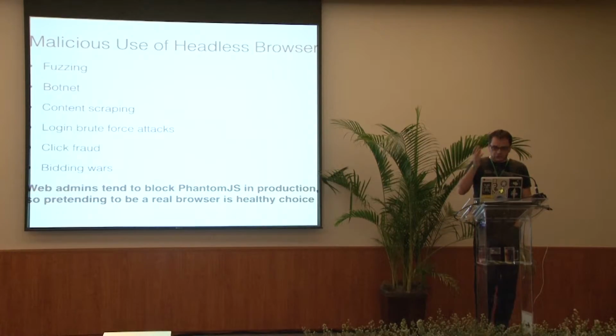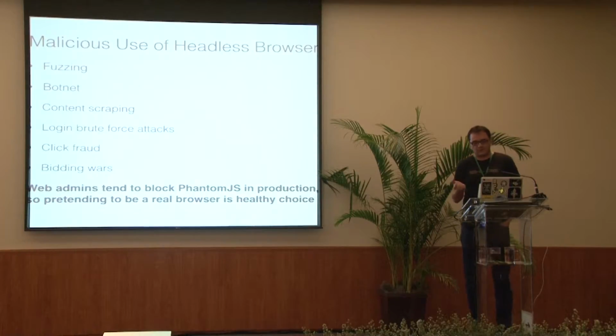And there are malicious users of Phantom.js. You can use it for fuzzing a web application, to cover all the possible input vectors to the actual web server. You can fuzz whatever is possible on the web page. Or you can use it as a botnet for several things. It can be a denial of service botnet, or a botnet that clicks ads on web pages to drain, for example, your competitor's advertisement budget.